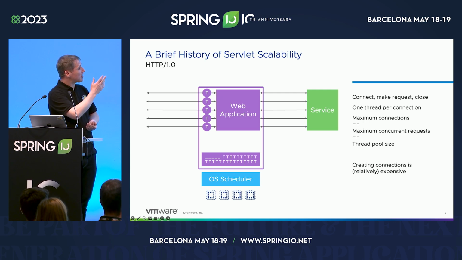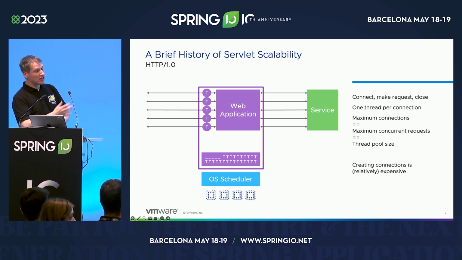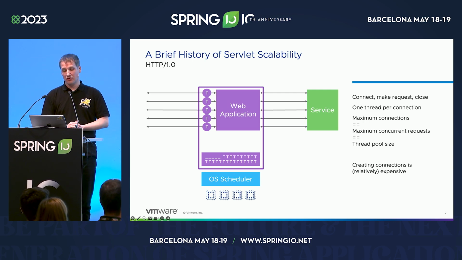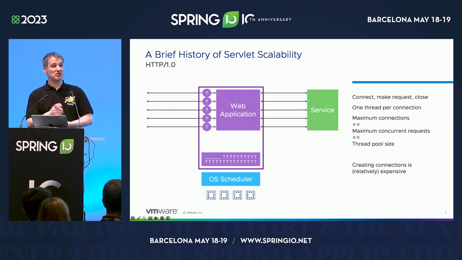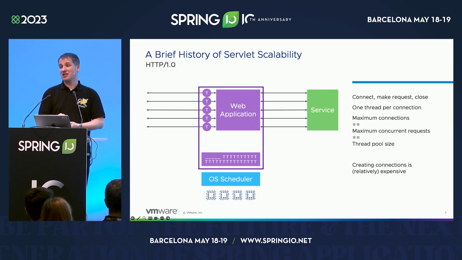So as you see here, we've got 5 incoming connections. We've allocated 5 threads from our thread pool to process those. Now, back then, well, still now actually, creating connections is expensive, and that's kind of why we've got Quick. But back then, they were even more expensive because it requires a network round trip in order to establish the connection. So that adds quite a lot of latency.